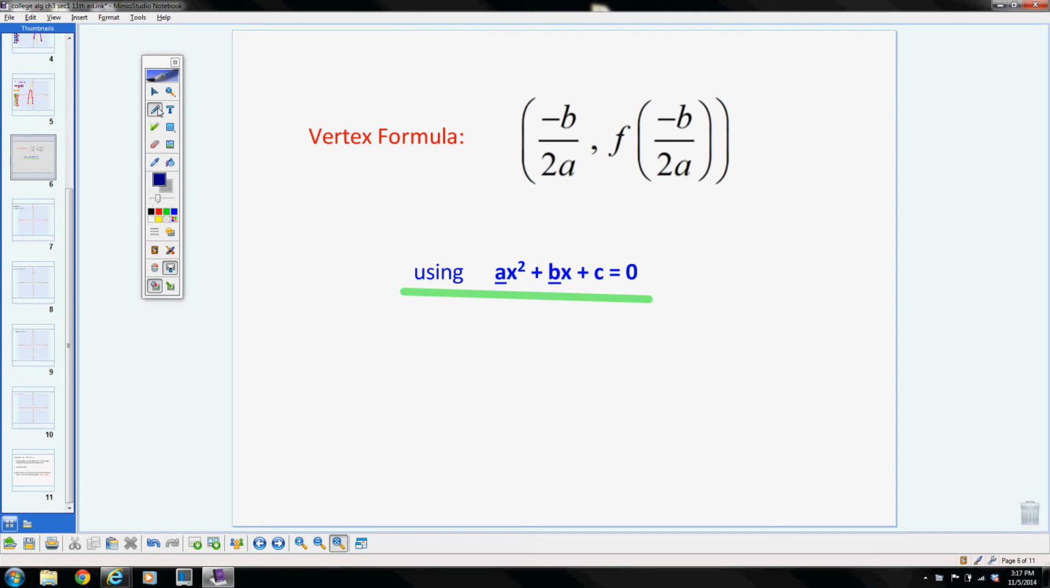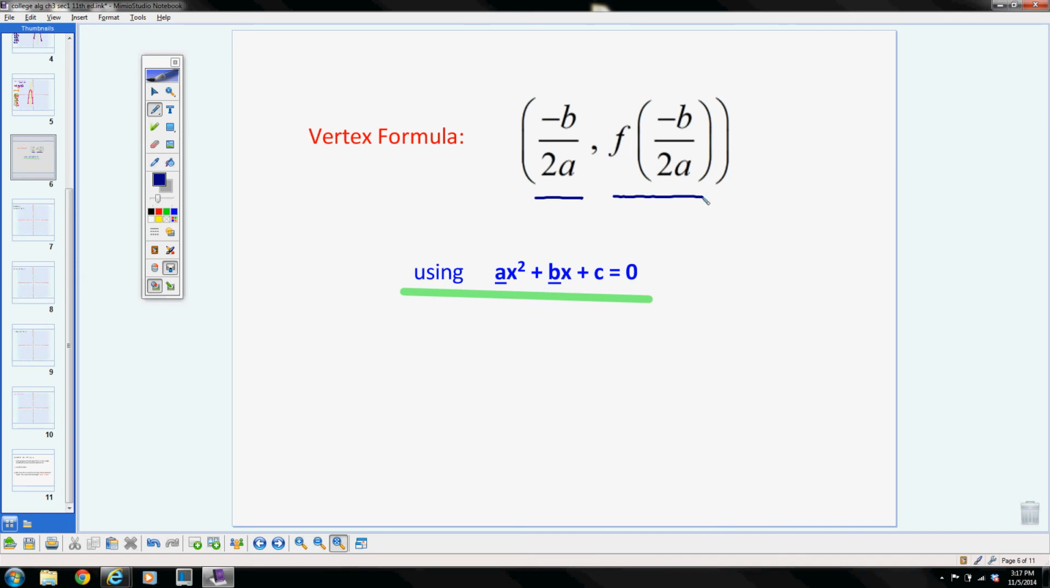The a is the number in front of the x squared, the b is the number in front of the x, and the c is the whole number. This time we don't really care about the c. If you look up at the formula up top, we are going to do negative b over 2a, and that's going to give us our x value for our vertex. Then we're going to take that answer and plug it in the original equation, and that will give us our y value for our vertex.